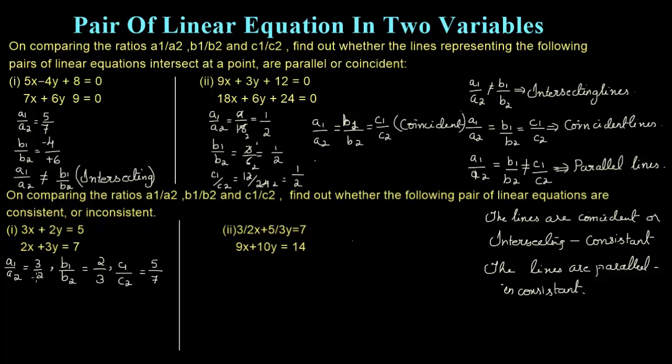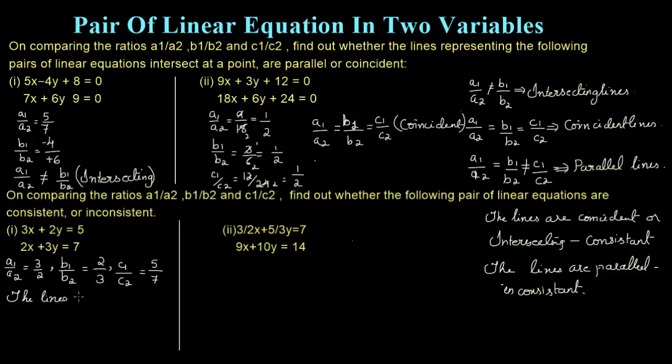Okay, so now a1 by a2, b1 by b2, you can observe here they are all different values, right? Because the ratios are different, we are worrying only about the first and the second ratio. If these two are different, then obviously the lines are intersecting, and if it is intersecting, then it has a consistent solution. So let me write the conclusion.